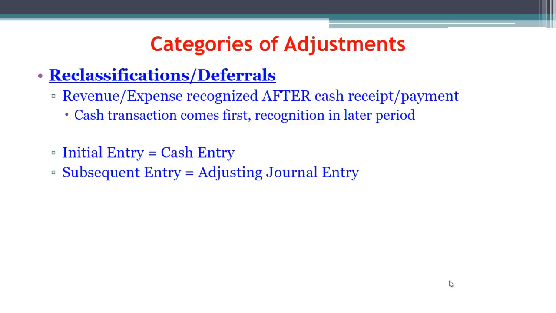If we move to the other side, which is the focus of this discussion, the reclassifications or deferrals. Revenue or expense is going to be recognized after the cash receipt or payment. In other words, the cash comes first. We receive the cash, we pay the cash, that's first, and then later on we can recognize either revenue or expense. So the initial entry in this situation is going to be the cash entry. It could be at any time throughout the year, throughout the period. The subsequent entry is going to be the adjusting journal entry that adjusts revenues or expenses to their proper balance.